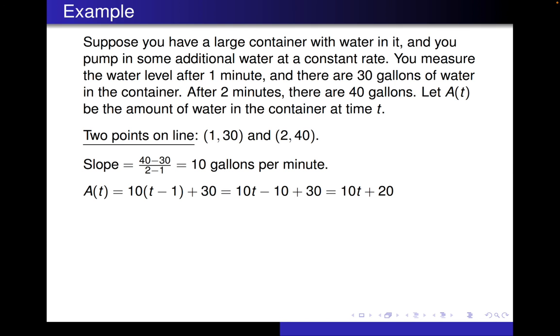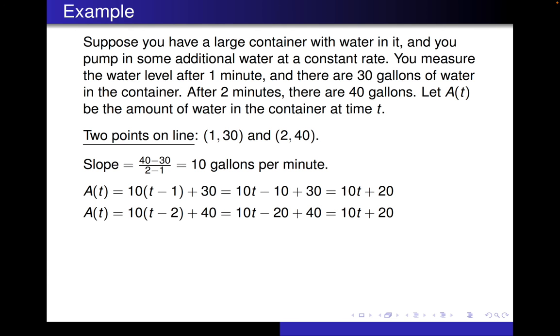And you may wonder, do we get the same thing if we use the other point, t equals 2, and then A of t equals 40? Well, if we use (2, 40), instead of 10 times t minus 1, since our t-coordinate is 2, we get 10 times t minus 2. And instead of plus 30, since our y-coordinate is 40, we get plus 40. When we multiply the 10 through, we get 10t minus 20 this time, plus 40. And when we do minus 20 plus 40, that gives us a plus 20 again. In both cases, we get the exact same formula.